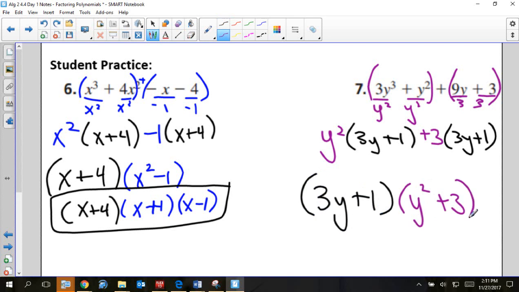And then I need to see if they factor further. 3y plus 1 is fine because it's just the first power. 3y to the first power is fine. Y squared plus 3 has a second power. So I look at what I can do for 2 terms. And my choices are difference of squares or the cubes, which we haven't learned yet. Is this difference of squares? What's wrong with it? Why is it not difference of squares? It's addition. And 3 is not a perfect square. So we're done. You can't factor it any further. That's it.